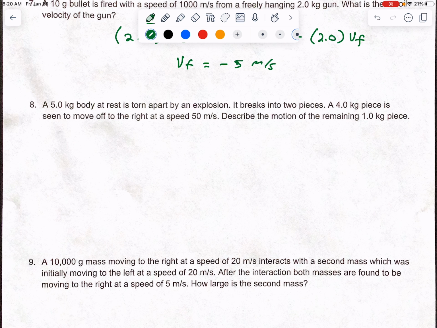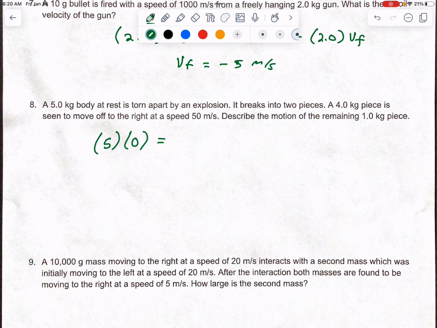What some people are doing is they're seeing that there's 3 masses here. Well, it's technically 5 is the total mass, and it just broke into 2 pieces. One would be 4, one would be 1. So in the beginning, it was 5 kilograms, so there's your mass. It was sitting at rest, so that's 0.